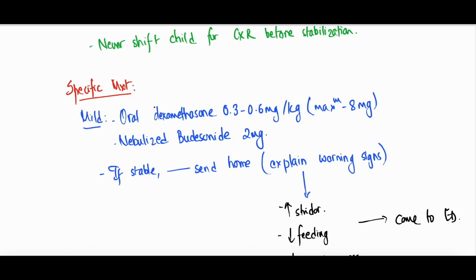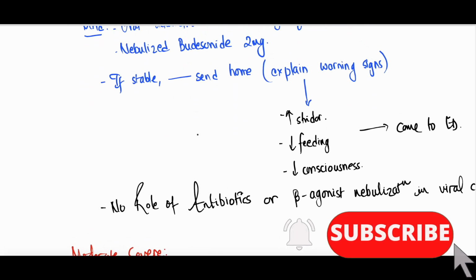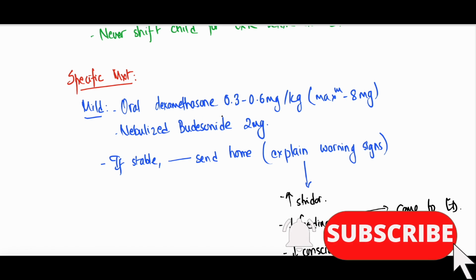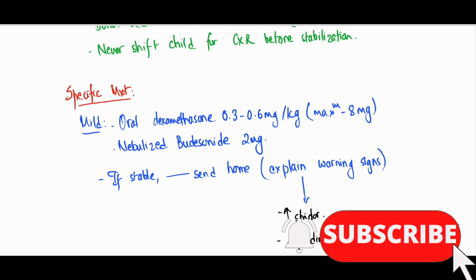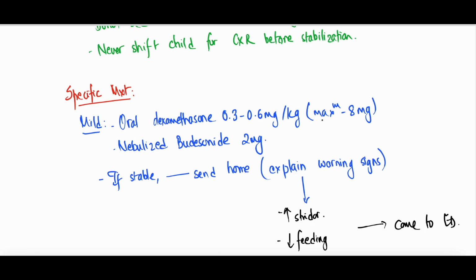The specific management for mild croup: we can give oral dexamethasone at a dose of 0.3 to 0.6 mg per kg. As per the Indian Academy of Pediatrics guideline of 2022, we don't give more than 8 mg of oral dexamethasone. We can give nebulized budesonide 2 mg.